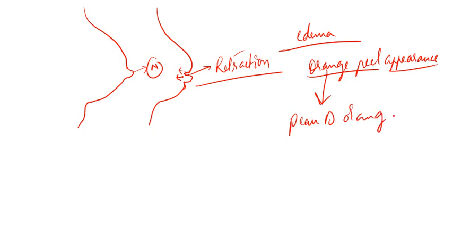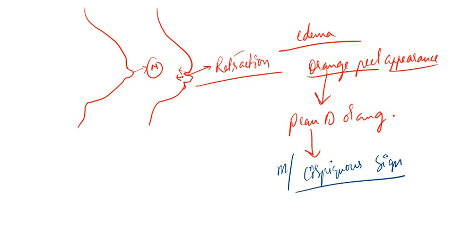Now this peau d'orange, always remember, it is the most conspicuous sign of a breast carcinoma. This peau d'orange is the most conspicuous sign of a breast carcinoma. Always remember. So what are some of the causes of peau d'orange? Why actually does peau d'orange occur?